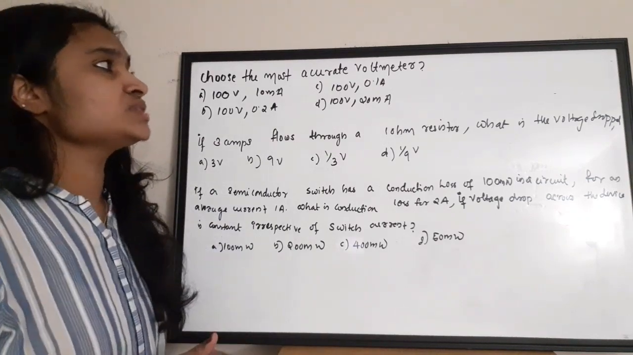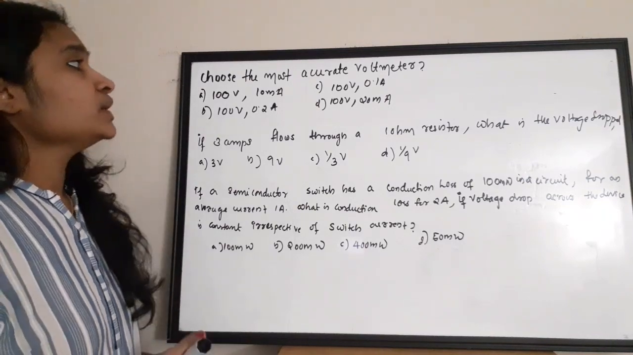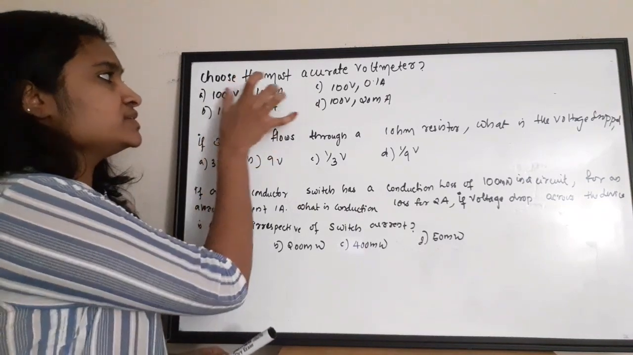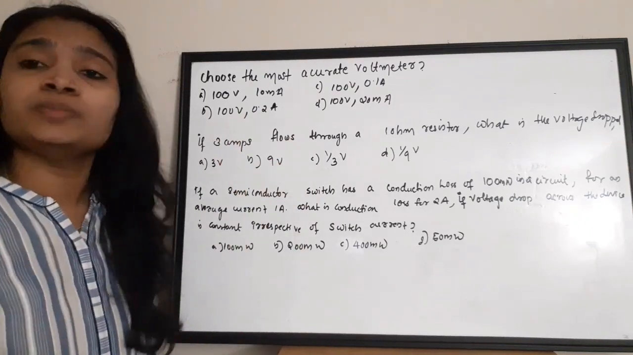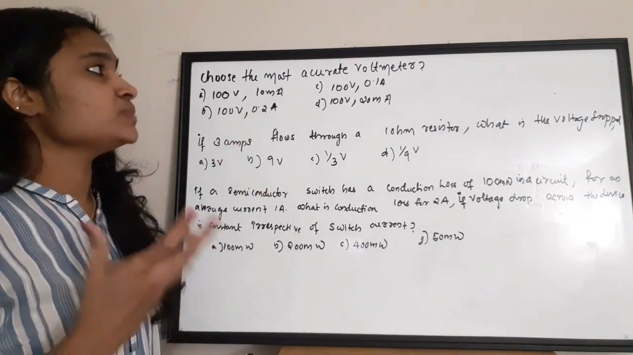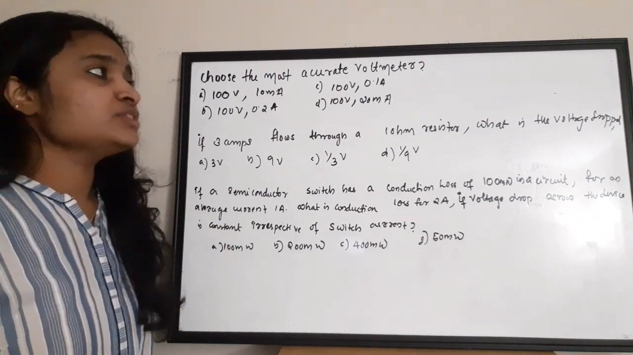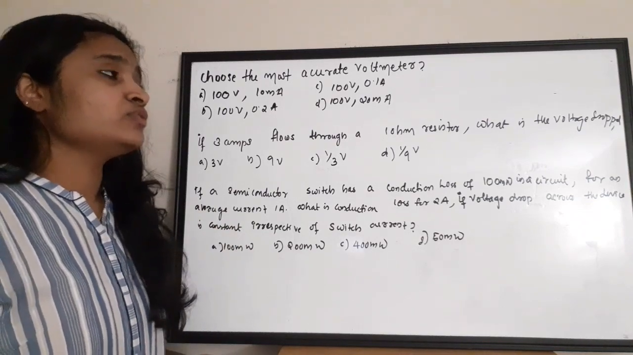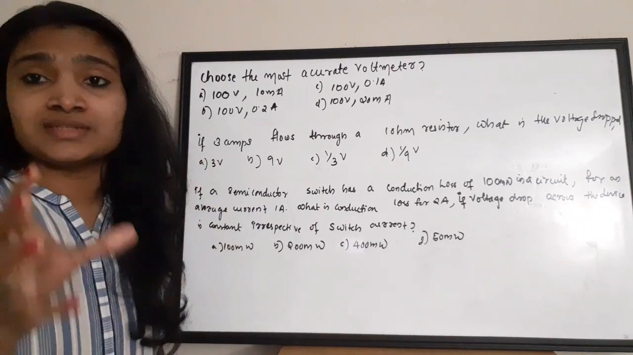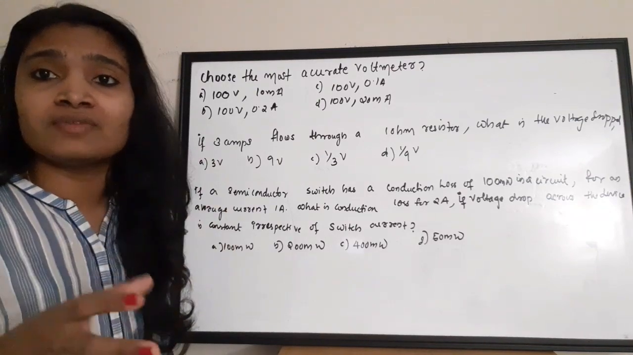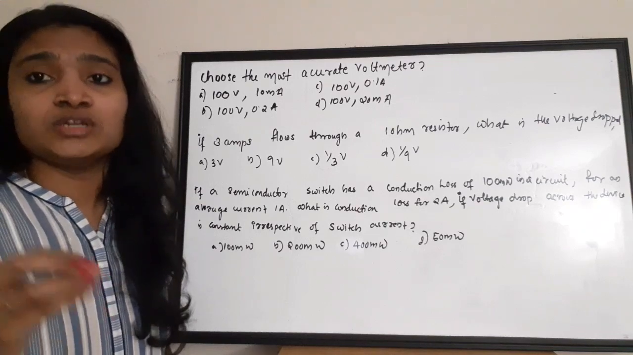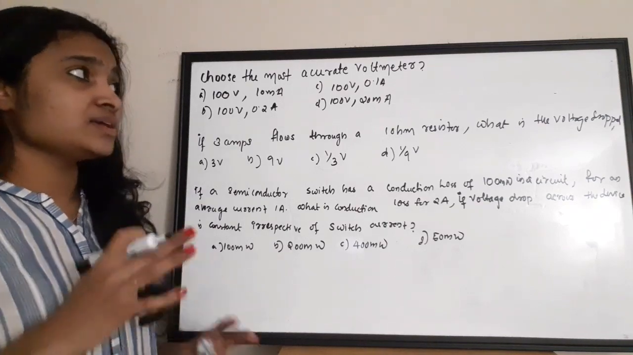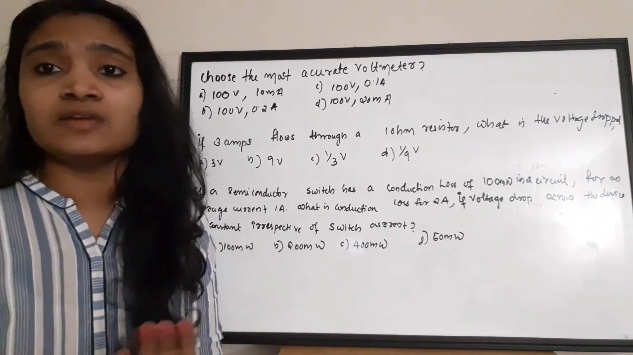Choose the most accurate voltmeter. Here certain voltage and current values of the voltmeters are given. How do we choose a voltmeter which is very accurate? The voltmeter is designed in such a way that it should have an infinite resistance so that no current is actually flowing through it. That is the ideal case while designing a voltmeter.